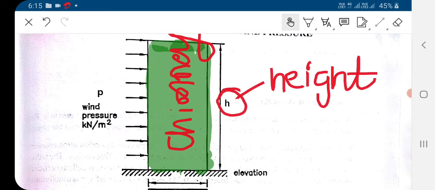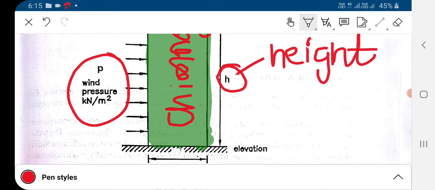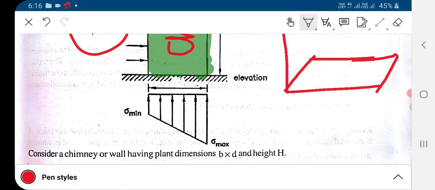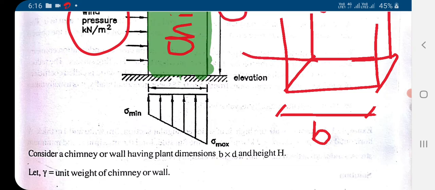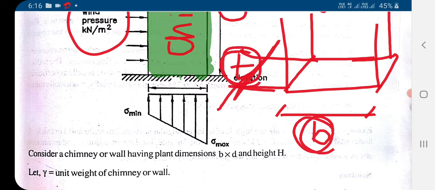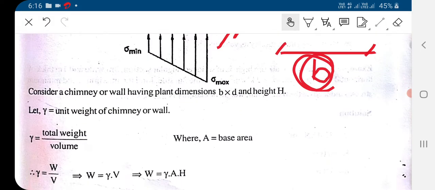So the wind pressure is acting on this chimney. That is, p is the pressure intensity in kilonewton per meter square. The base width, here it is not given but I am taking. The chimney can look like this, rectangular or circular shape, any shape. So the base dimension, let's consider it as B, and this dimension, let us consider as a thickness T. These two dimensions can be interchanged. So first we'll see some theory, how to derive these stress equations and how the moment will be generated, and after that we'll see an example based on it.